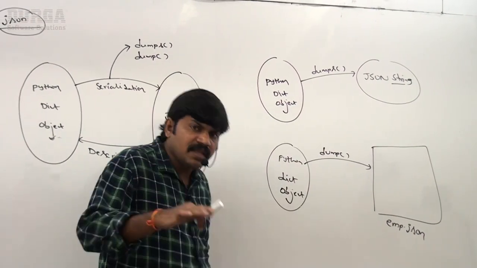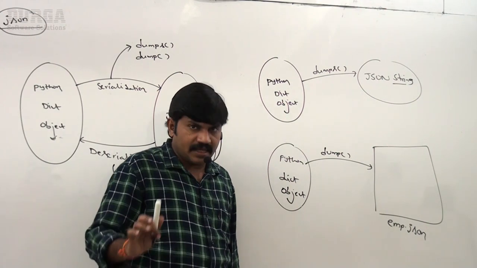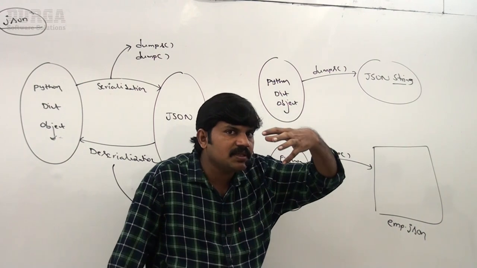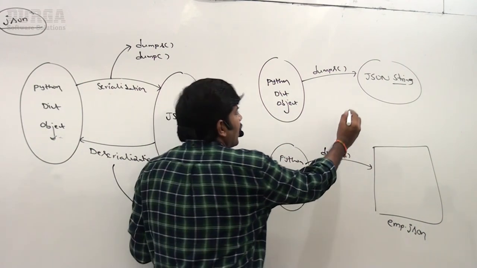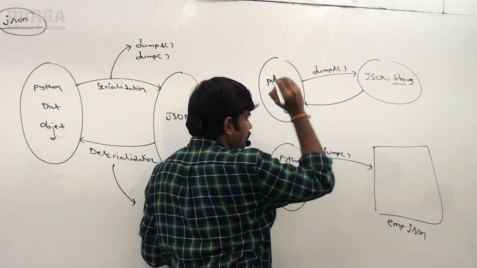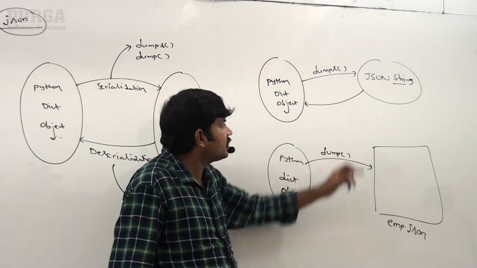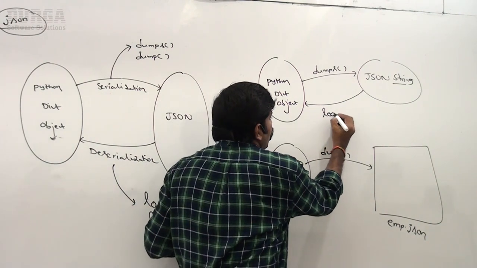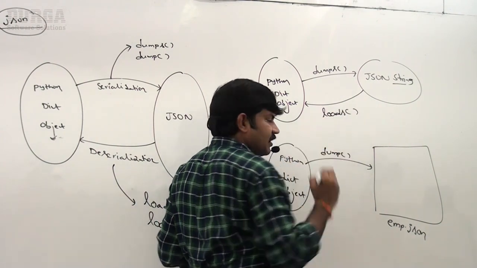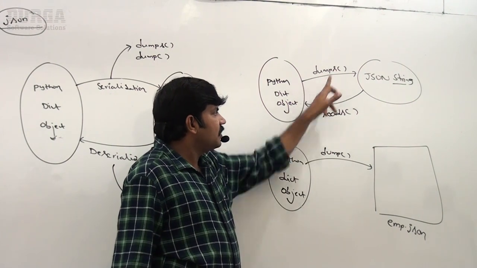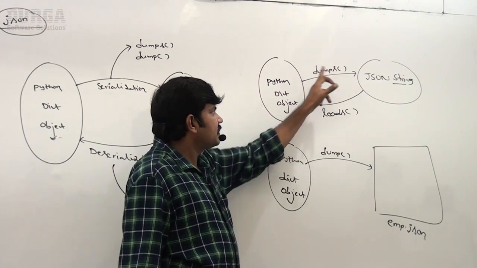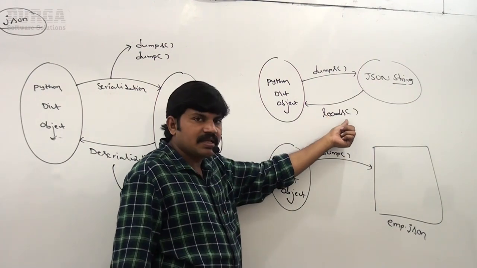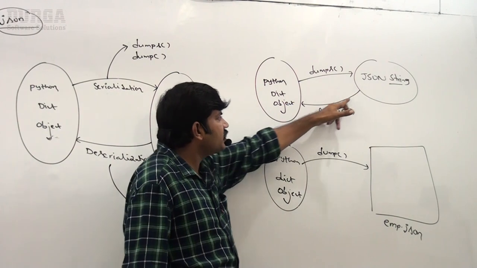Now the same with load and loads. Assume I have a JSON string. From this JSON string, I want to convert to a Python dict object. To deserialize from a JSON string, we require the loads function. Have you observed? dumps, loads. dumps serializes to a JSON string. Next, loads deserializes from a JSON string.